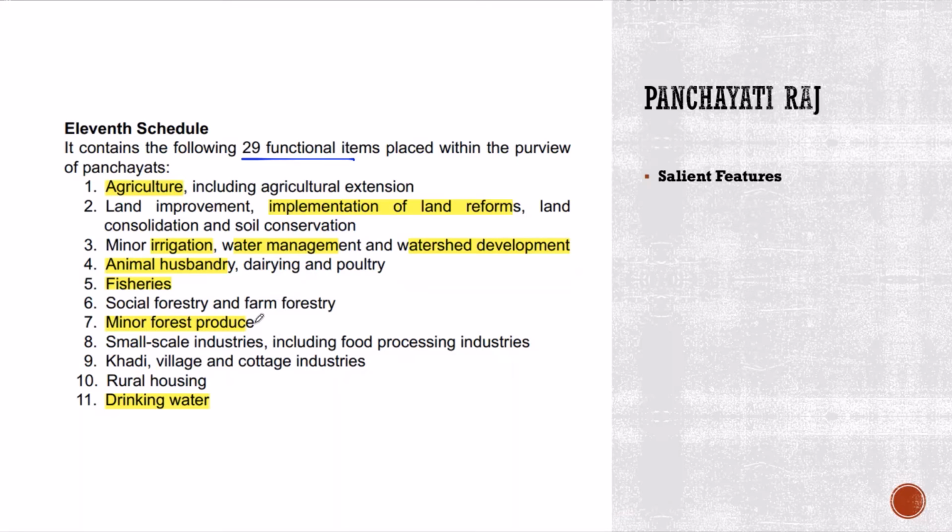So let's say in the forest, you can go and try to pick up firewood or something. Or think of it as honey, right? Honey from the forest or something like that. Now that can be your minor forest produce. Fisheries and animal husbandry. So who's in charge of these things? It is the panchayat.